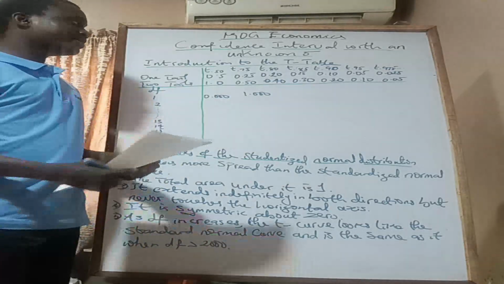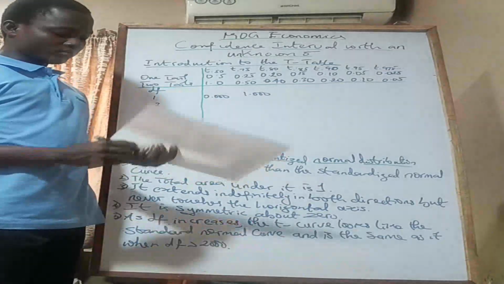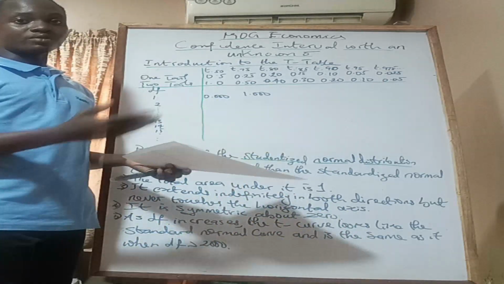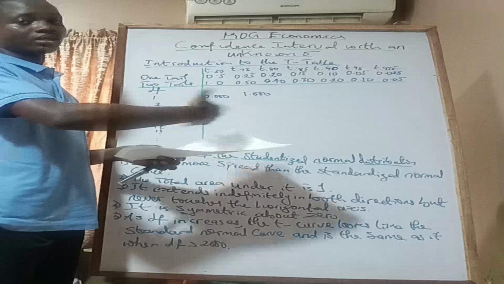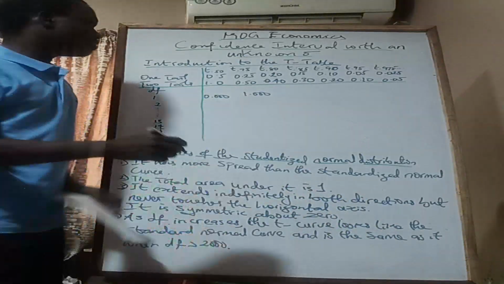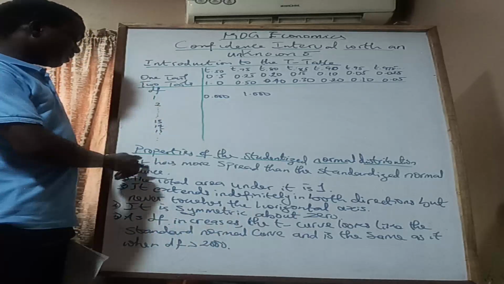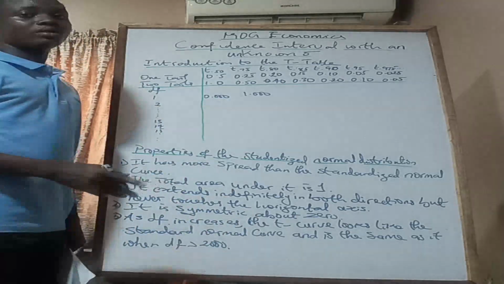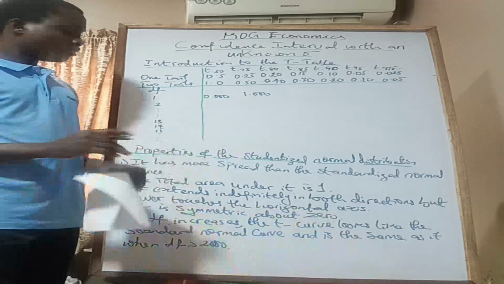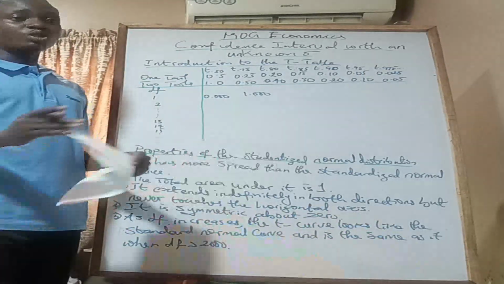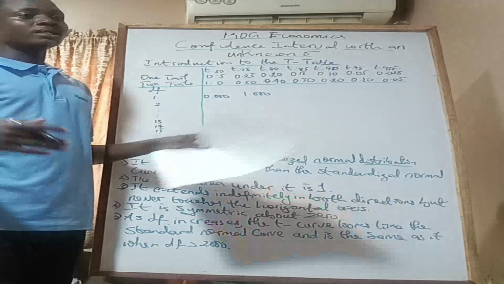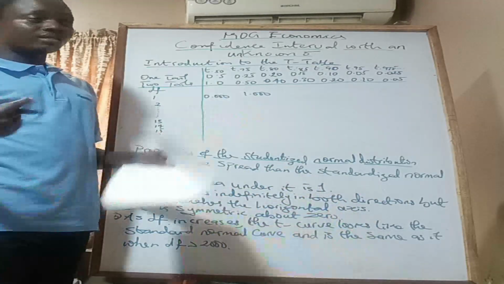Okay, so how does the studentized normal curve look? It's also called the T curve, instead of the standard normal curve that we have normally. One of its properties is that it has more spread than the standard normal. It has every other property of the standard normal curve, but just a few differences. Number one, it has more spread, and more spread is talking about standard deviation. That is, it has more standard deviation than the standard normal curve.